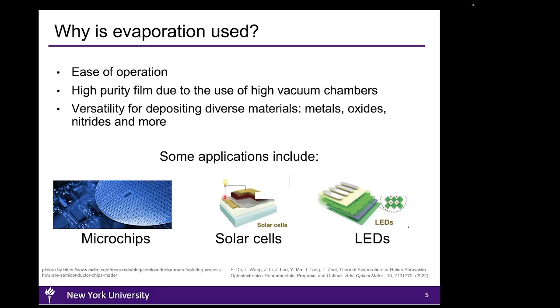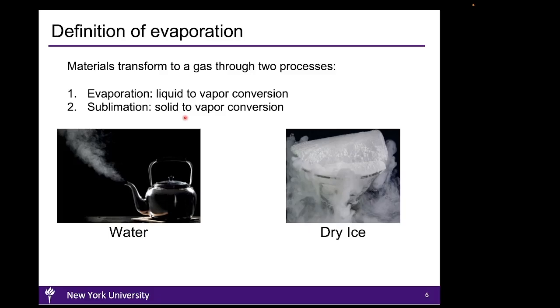Evaporation is used widely, particularly in research settings, for fabricating various electronic devices. The main reasons for popularity of the evaporation method include the ease of operation, as well as the ability to produce high purity thin films due to the use of high vacuum chambers. Furthermore, evaporation is a versatile technique which can be used for evaporating diverse materials such as metals and oxides. Let us now focus on the process of evaporation.